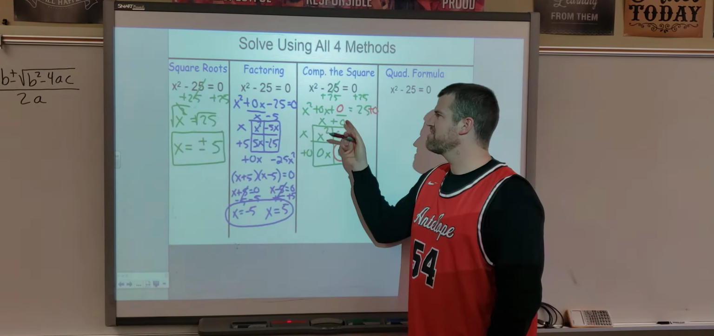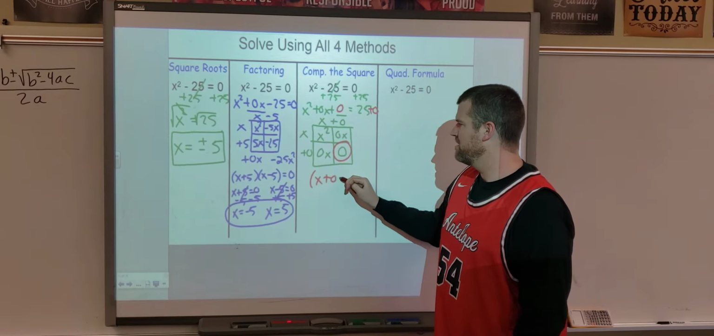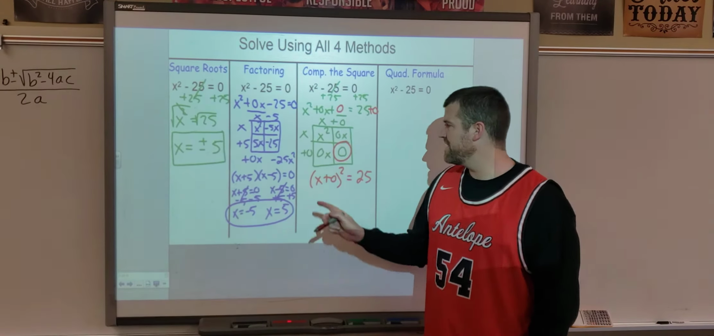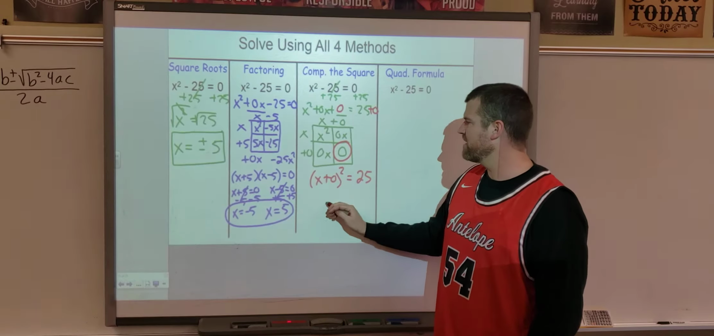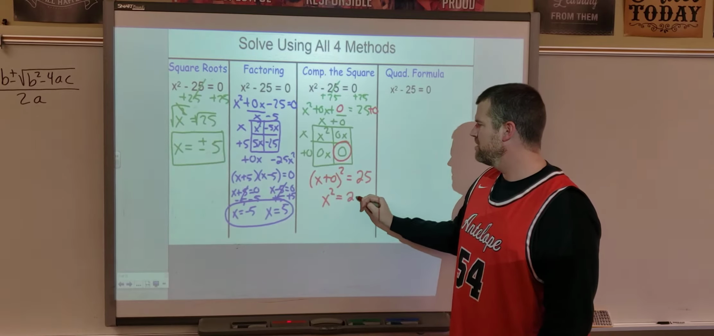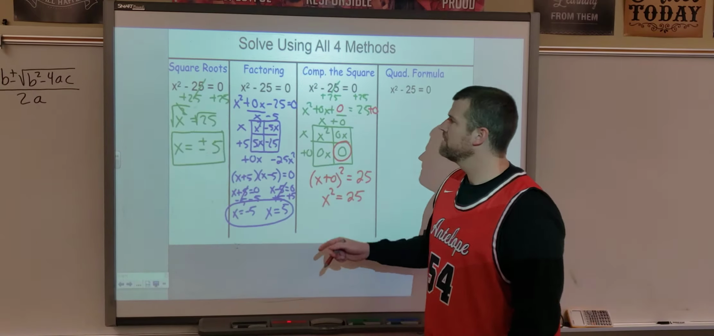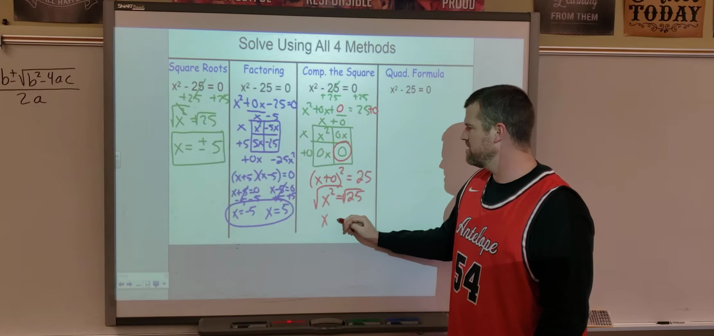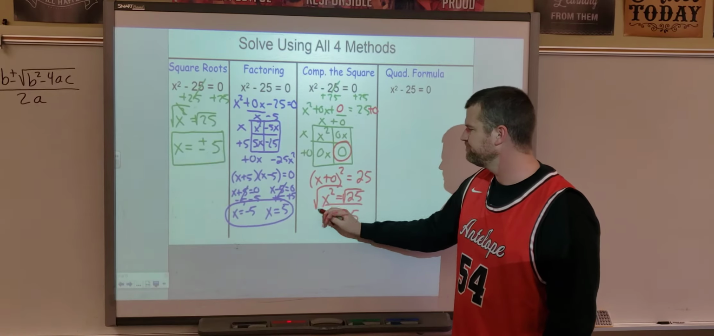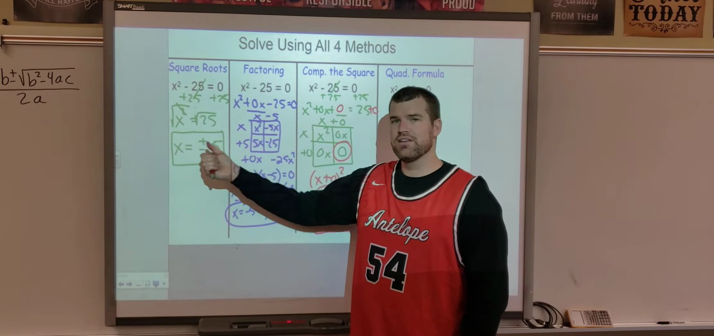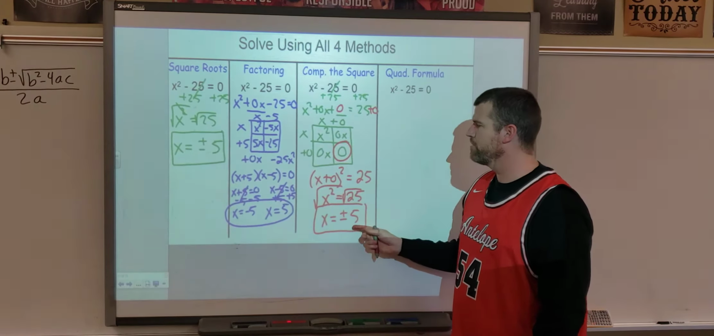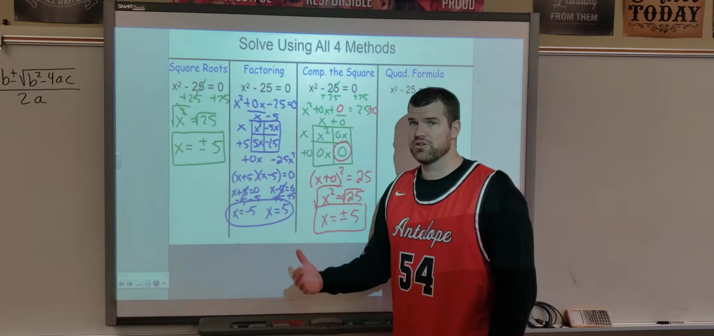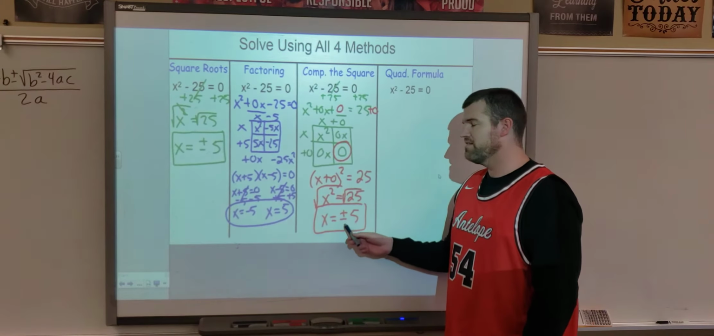So I know that this factors to x plus 0 squared, and then this side would be 25. Hopefully you've realized that x plus 0 is just x. So I can really write this as x squared equals 25, and now we're back to the same problem we did over here. Take the square root of both sides. X equals plus or minus 5. So again, square root method, factoring method, complete the square method, all three methods we got positive or negative 5. So when we use the quadratic formula, what should we get? That's right, we should get positive and negative 5.